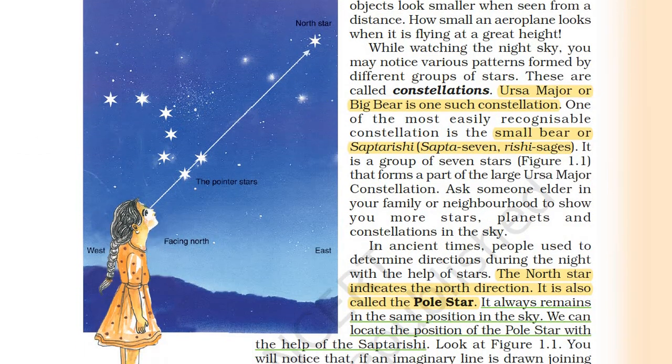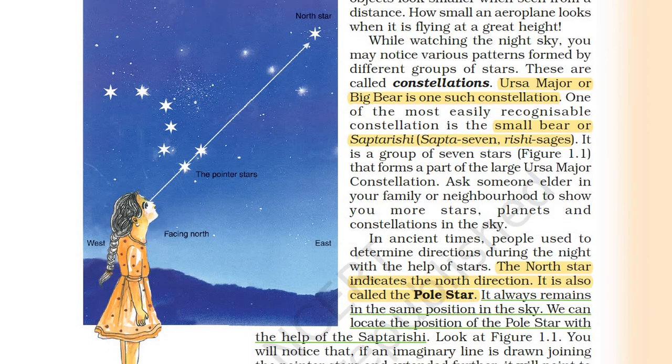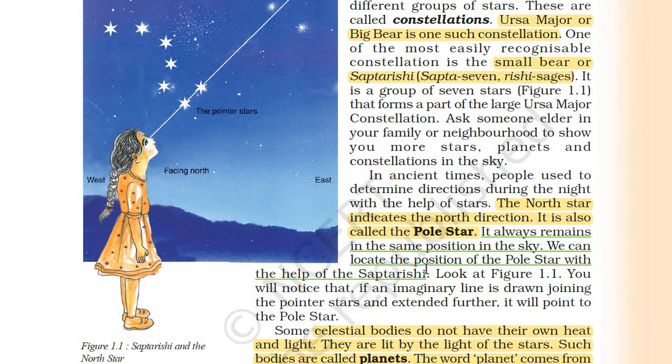Next we'll be discussing a bit about the constellations. A group of stars which we can find in the night sky are called constellations, as you all might be knowing. Some important examples of constellations are Ursa Major, Big Bear, and Small Bear or the Saptarshi. The pole star is always in the north direction. The north star indicates the north direction. It is also called the pole star. It always remains in the same position in the sky. We can locate the position of the pole star with the help of the Saptarshi, the seven stars. It is always in the north, as you can see in this picture, right?